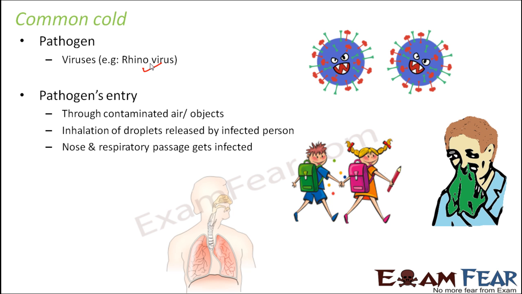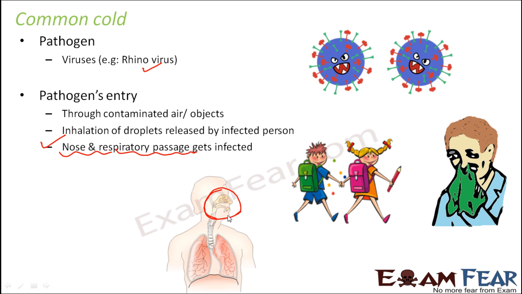So here the nose and the respiratory passage gets infected and the lungs remain unaffected, and that is why common cold is a less severe disease when compared to pneumonia, because in pneumonia your lungs get impacted, and once your lungs get impacted, the consequence on the respiratory system will be more major. In this case the lungs are safe, they are working fine, but this particular area, that is the nose and the respiratory passage, gets impacted.